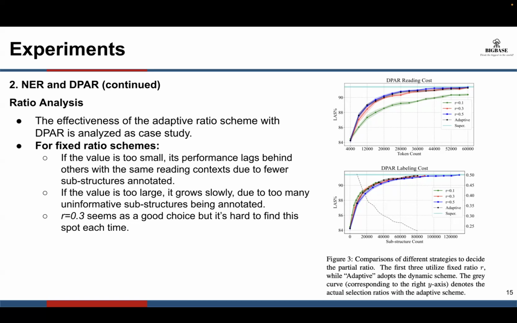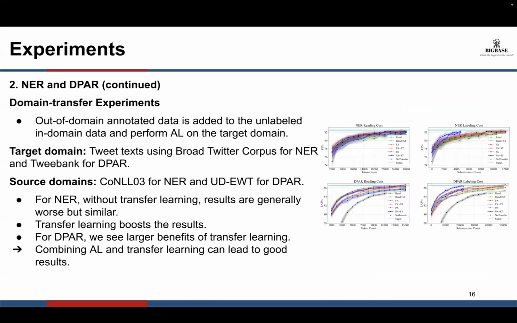It's a good choice, but it's hard to find the spot each time for each task. So they still say their adaptive idea is better than these predefined values. And they also do experiments for domain transfer. They add out-of-domain annotated data to the unlabeled in-domain data and perform active learning on the target domain. The target domain is set as tweet text, and the source domains are the same for the named entity recognition and the dependency parsing tasks.